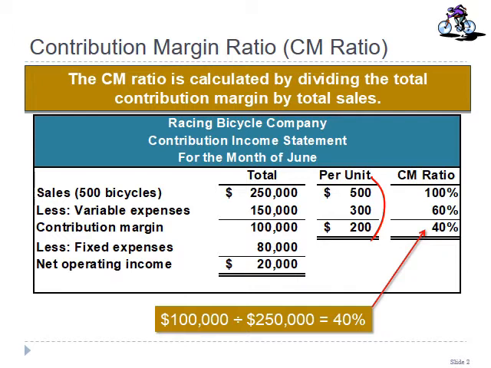So we know that the 500 is our sale price. So for the sale price, you can see the answer is 100% or 1, right? So this 60% came from 300 divided by 500, and this 40% came from 200 divided by 500. You can also find that out as well.